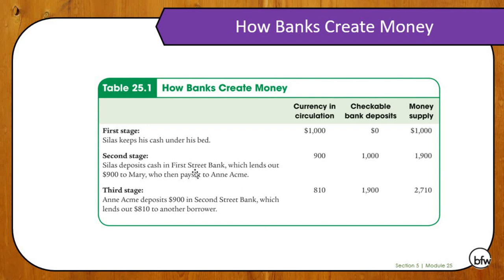Now, in the second stage, Silas deposits his cash in First Street Bank, which lends out $900 to Mary, who then pays it to Ann Acme. So that $900 extra gets put back into circulation, plus the $1,000 that Silas deposited. The bank has effectively created $900 in new money by loaning it out to Mary, so the total money supply has grown to $1,900. In the third stage, Ann Acme deposits that $900 into her bank account, which lends out another $810 to a borrower. So there's $1,900 in checkable bank deposits, $810 in currency, and the money supply is up to $2,710.